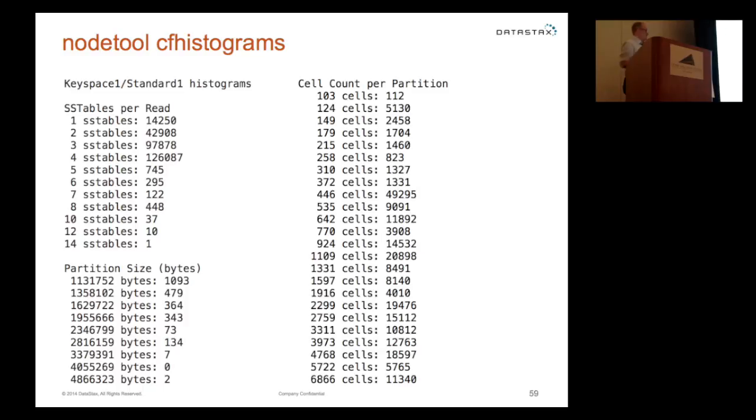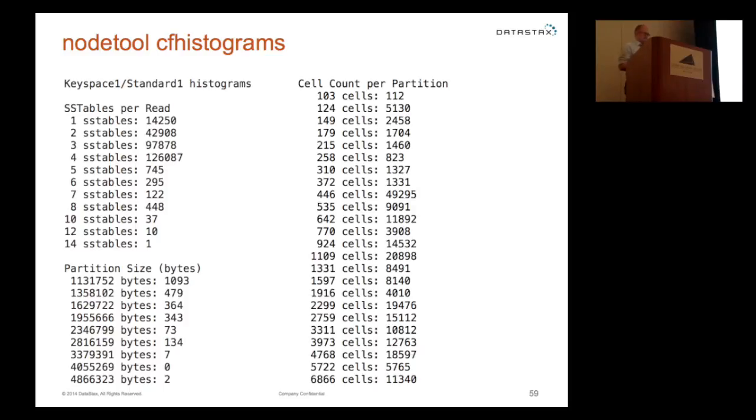This shows you detailed information for a specific table. You've got the table name and the keyspace name, then the number of SSTables that each read hit when it was doing queries against this table. The more SSTables a read has to hit, the slower it's going to be, the more IO it's going to incur. The partition size, again, is going to show you the distribution of data as far as the size of your partitions.